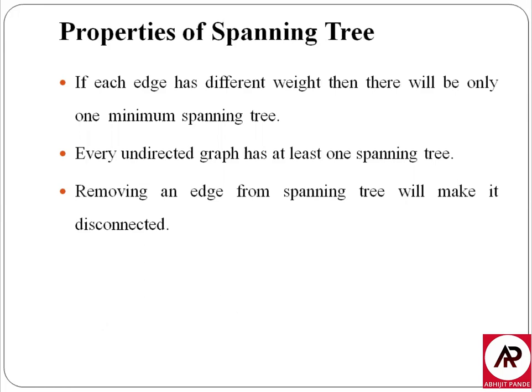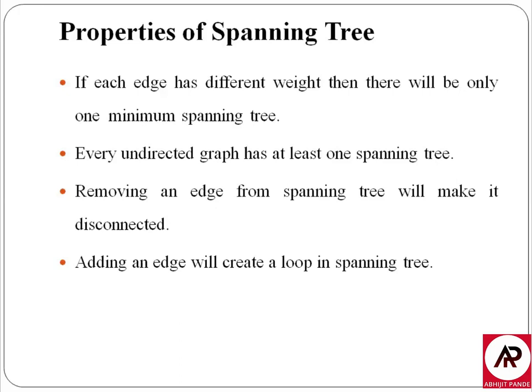Let's consider the next property. Adding an edge will create a loop in a spanning tree. If we add a particular edge to an existing spanning tree, then it will create a loop in that graph. We will consider the same example as for the previous property. We have removed the edge. Now for this property, we are going to add one edge. So when we add an edge, here we can see that it forms a loop in the spanning tree.